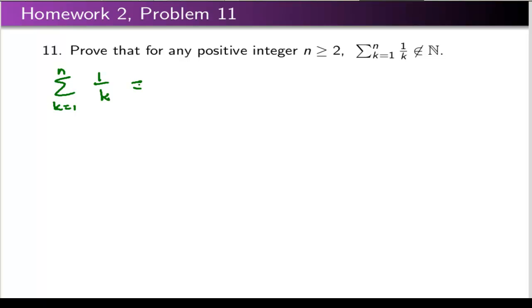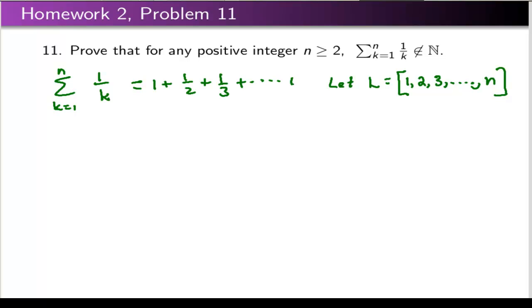So how do you add a bunch of fractions? Well, you've got to get a common denominator. So let L be the least common multiple of all the integers from 1 to n. That will be the least common denominator. So how do we put this into a fraction form? So you'll have 1 plus 1/2. Let's just write it out. And we'll write out a few terms here.